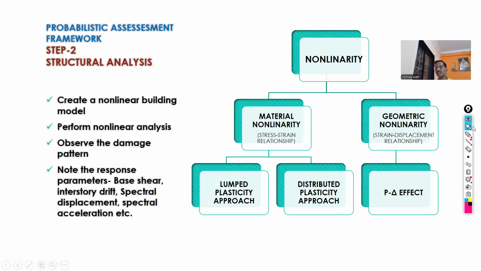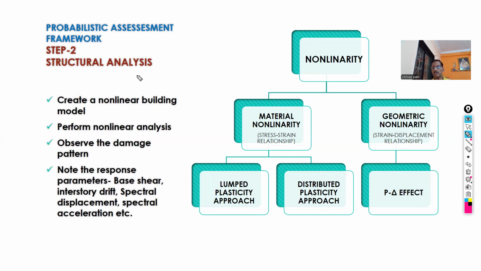Then second is the structural analysis. This is the most important step, because from structural analysis data we calculate the standard deviation and median of the fragility curve. For structural analysis, we have to take the help of software. Many software packages do seismic nonlinear analysis. One software that is very good is SAP 2000, developed by CSI.